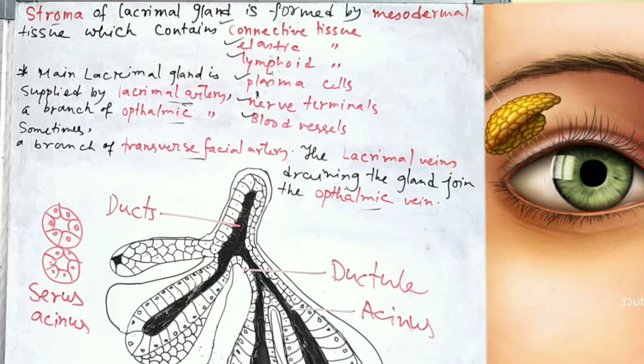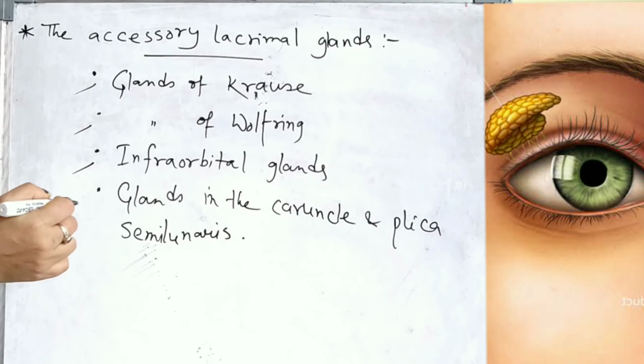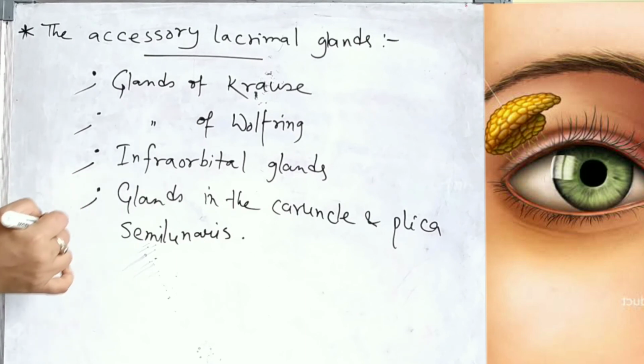Apart from the lacrimal gland, some other accessory glands, which are also called the accessory lacrimal glands, are there. Like the glands of Krause, glands of Wolfring, infraorbital glands, glands in the caruncle and plica semilunaris. These are the accessory lacrimal glands which are present in the eye. So this is all about the structure of the lacrimal gland.